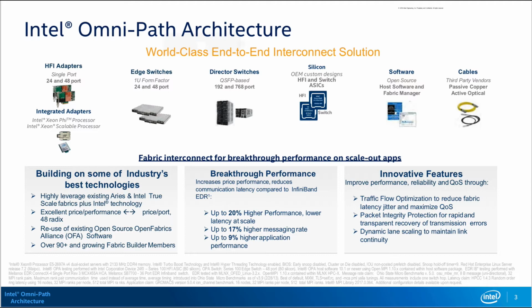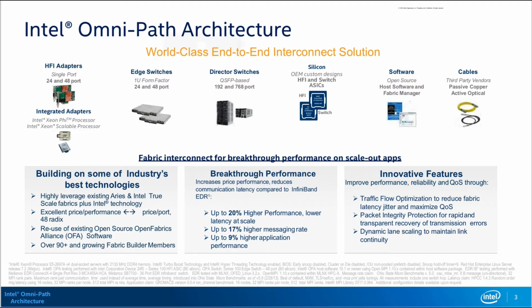We have a technology called traffic flow optimization. This was Intel intellectual property being brought in, and essentially it completely removes latency jitter from the fabric for high priority traffic. So for those MPI applications where you want the best time to solution and very consistent run-to-run performance, TFO is a key technology in achieving that.